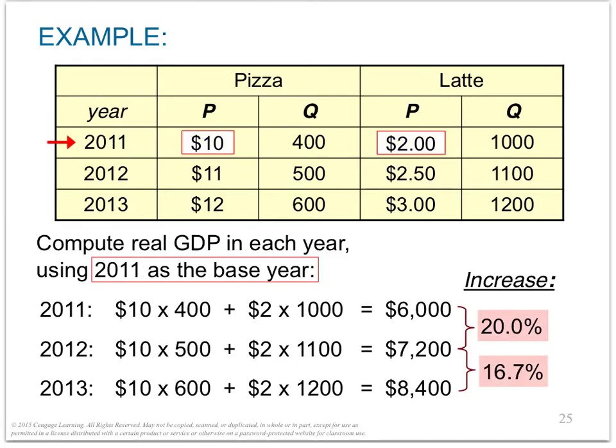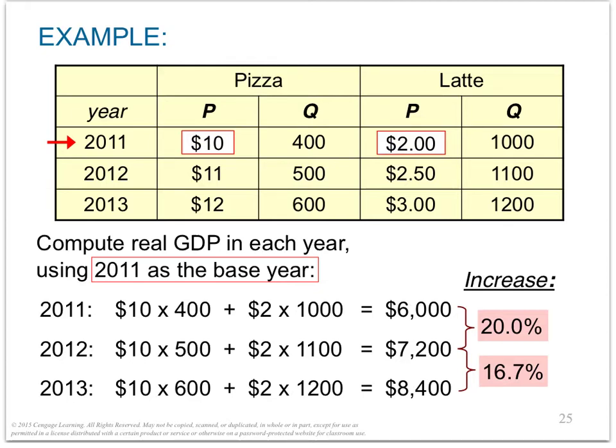To obtain a measure of the amount produced that is not affected by changes in prices, we use real GDP. Here on this table you will see how we calculate the real GDP. Real GDP is the production of goods and services valued at constant prices. We calculate real GDP by first designating one year as a base year. Here in this example, the base year is 2011. That means in order to calculate 2012 and 2013 real GDP, we will be using 2011 prices.